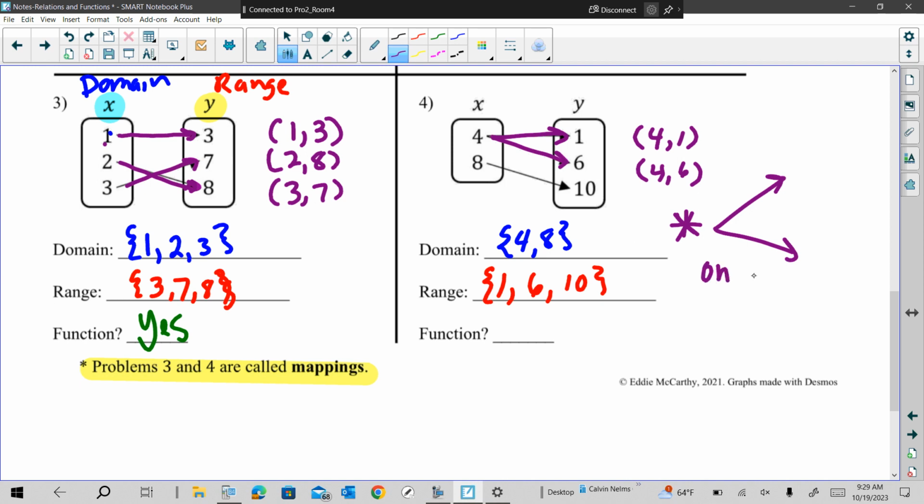So on a mapping representation, this split of the arrows proves not a function.